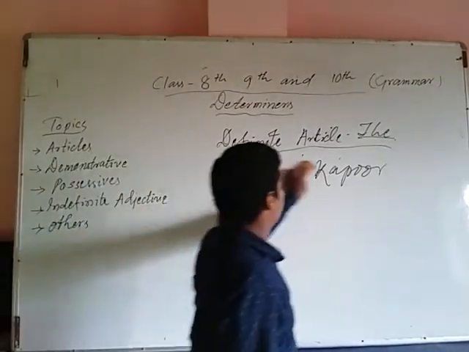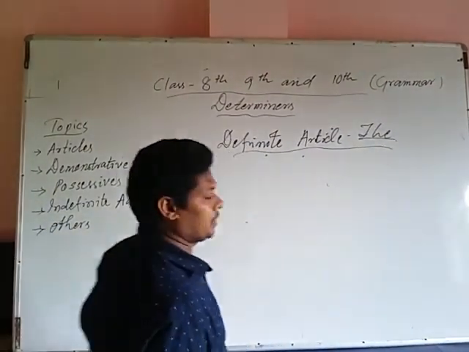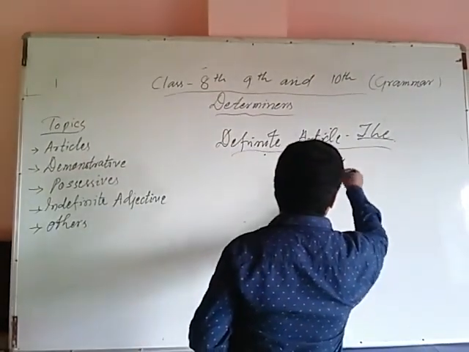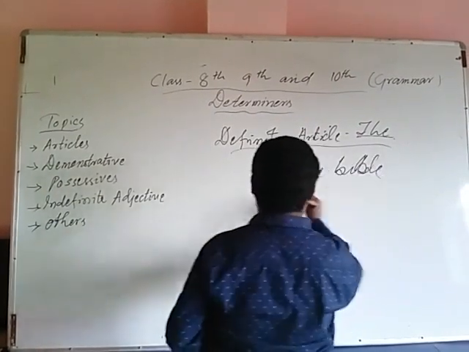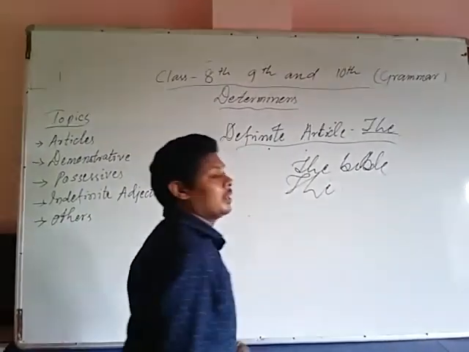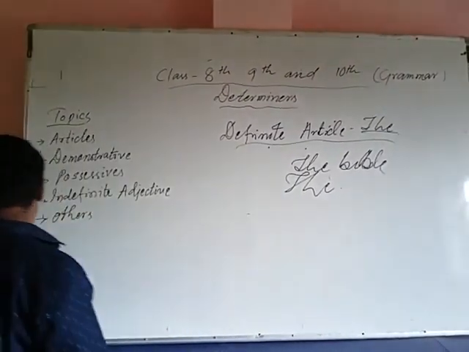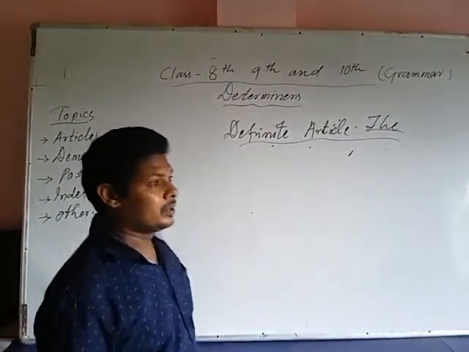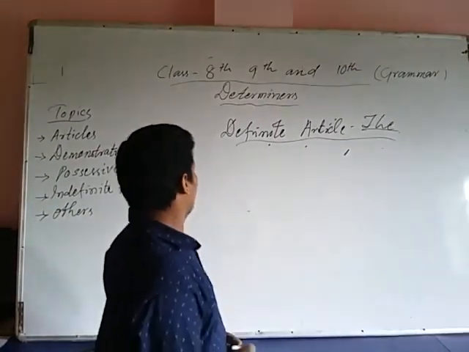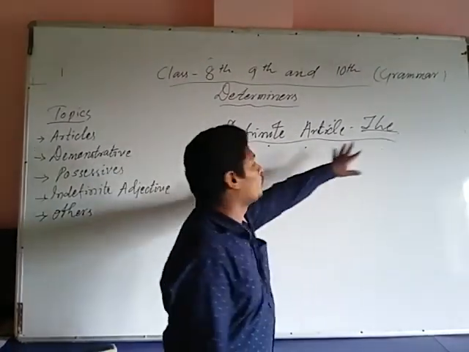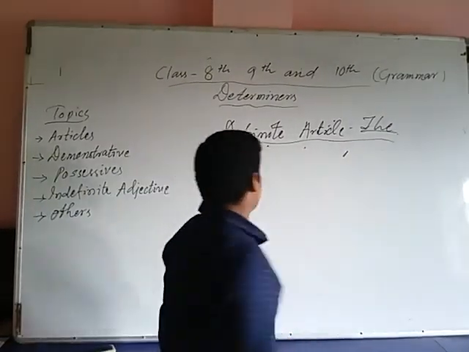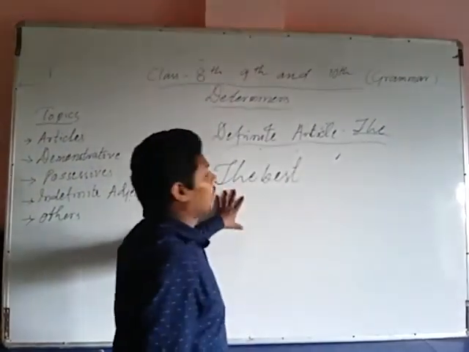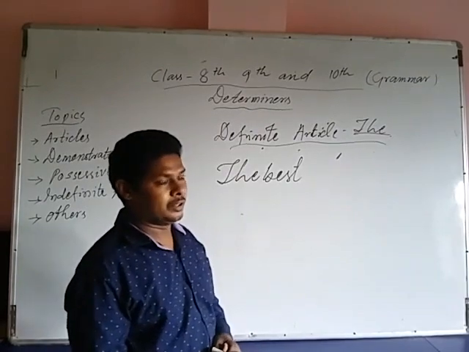In the same way, it is used with the holy scriptures of any religion: the Bible or the Gita. Like this we can use it with the holy scripture also. And with the degrees, superlative degrees. There are three categories of degrees, and in the superlative degree we always use the definite article the: the best. Like this, we can use the definite articles.